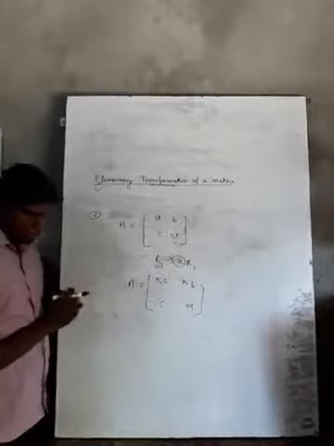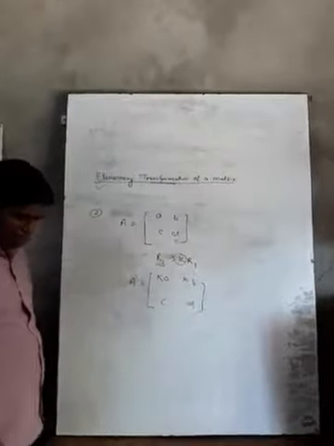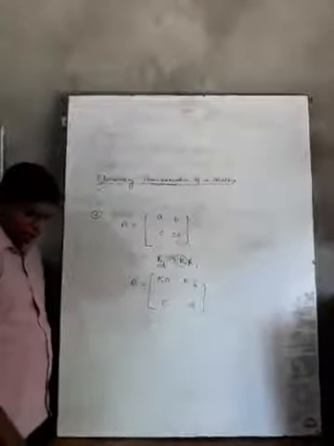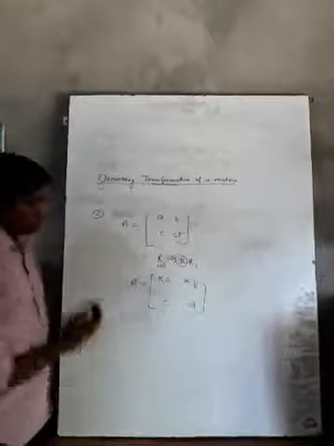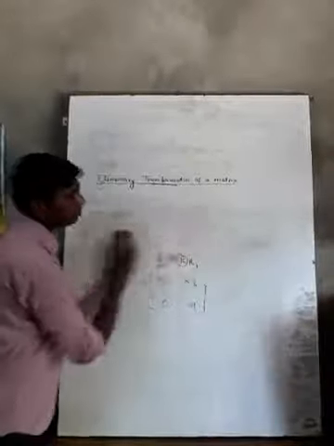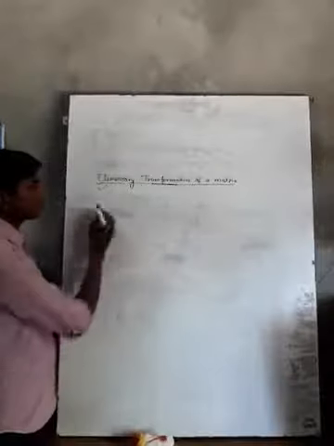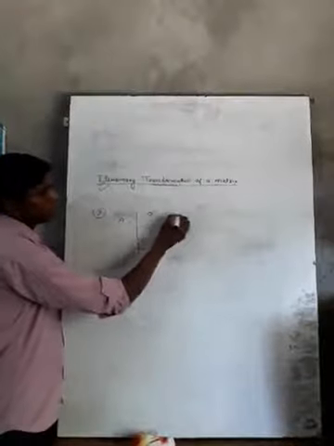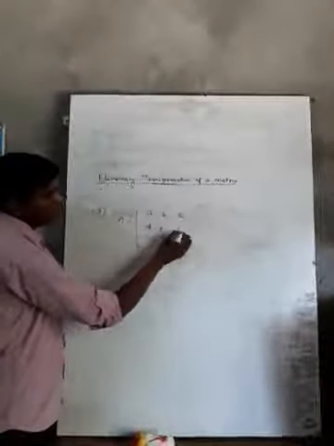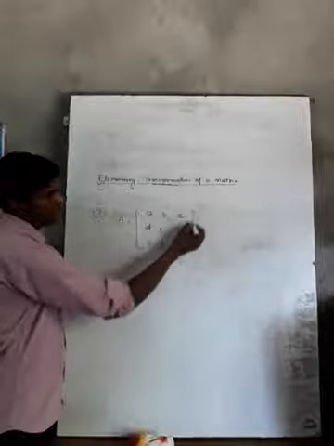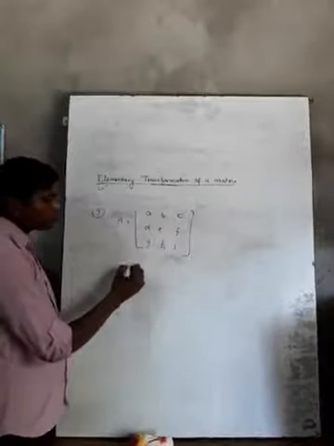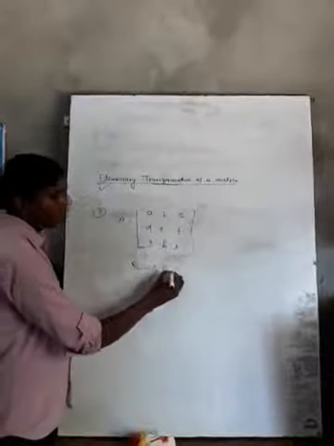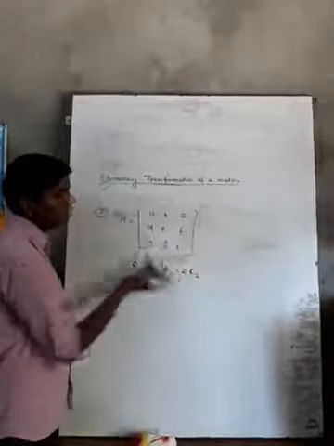The third one is the addition to the elements of any row or column, the corresponding elements of any other row or column multiplied by any non-zero number. Look here, the third transformation. Suppose any matrix is given here as A, B, C, D, E, F, G, H, I. And we are going to change R1 as R1 plus 2R2. We can write it like this.